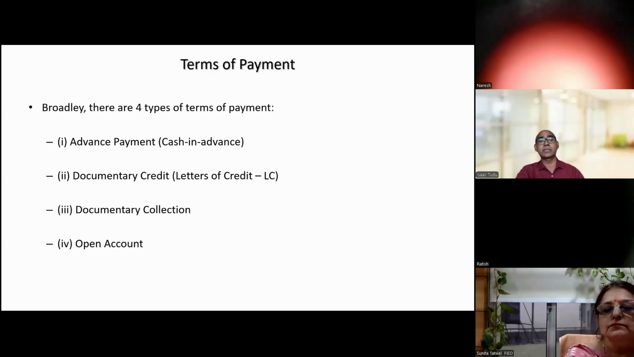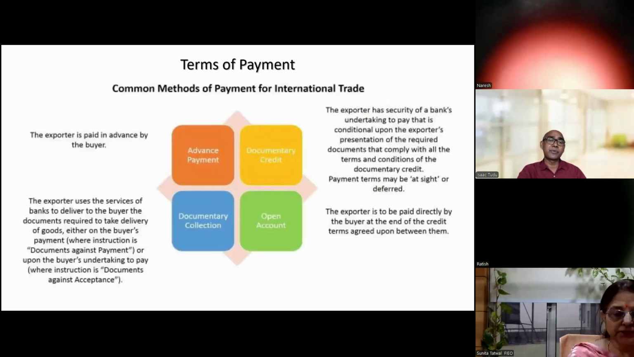So we are going to discuss all these terms of payment in detail. But before we go and understand each and every type of terms of payment in detail, we need to understand a few things about all four. So here we go. This is a very brief overview of all. Advance payment means that you, the exporter, are paid in advance by the buyer, the importer, and only then do you do the shipment. Very simple concept. What about documentary credit, the next one?